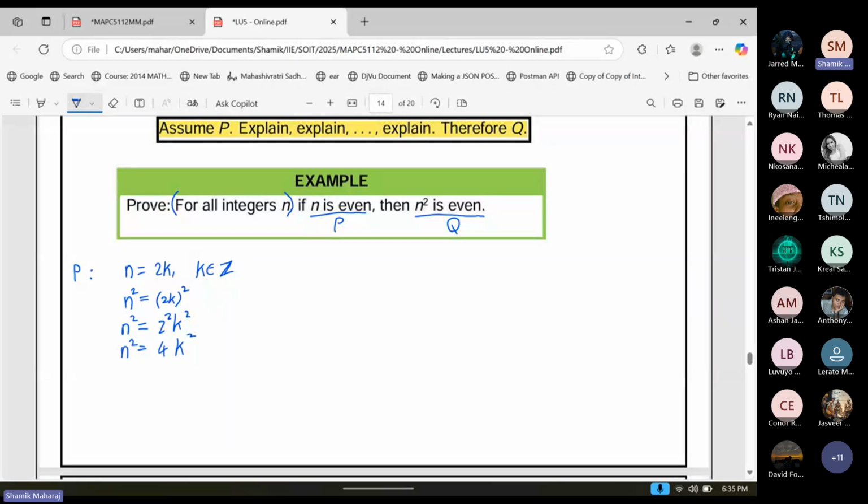Now, is that even? Well, it's not immediately obvious, but what if I pull out a 2 and write this as 2 times 2k squared? Right? We can do that. And then it seems to be more obvious now that this is even because 2k squared is some integer. Right? Some integer.